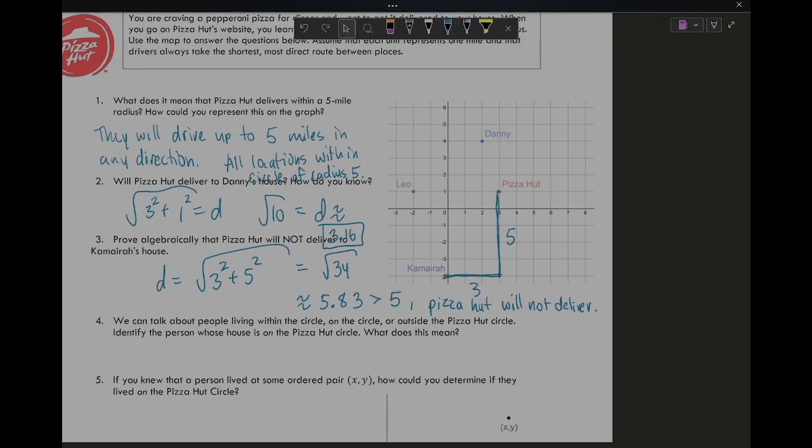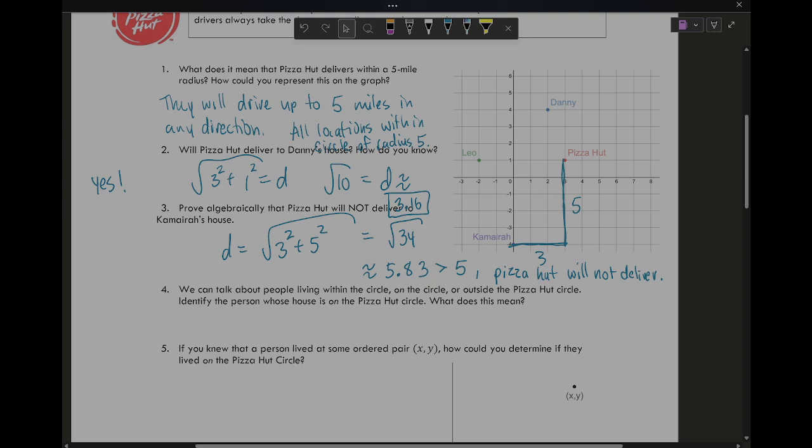Okay, we can talk about people living within the circle, on the circle, or outside the circle, the Pizza Hut circle. Identify the person whose house is on the Pizza Hut circle. What does this mean? Well, who is on the Pizza Hut circle? Well, the Pizza Hut circle, this magical circle, looks kind of like, actually, it would go through that point.